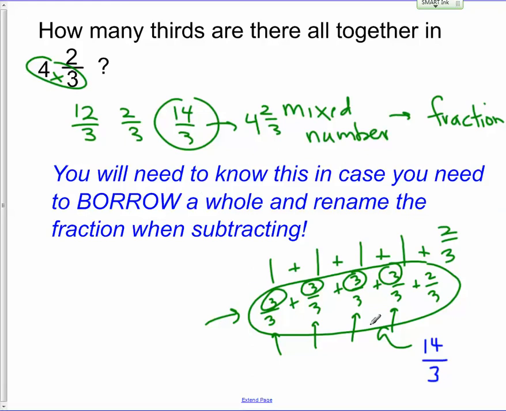But you don't want to write this out every time. So the shortcut is just to say 4 times 3 is 12. Remember those are thirds. Plus 2 more is 14/3. The denominator doesn't change because those are the things we're talking about, thirds. It's the size of each piece.